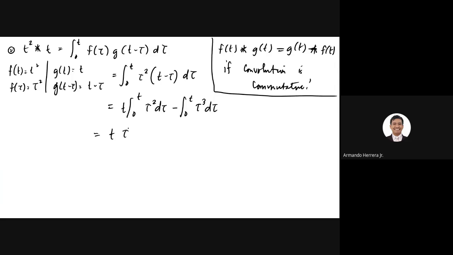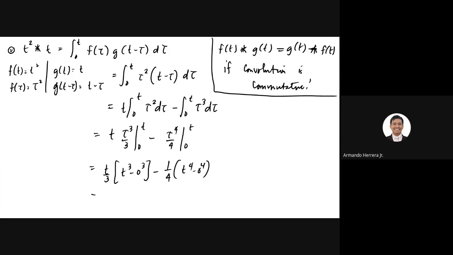So integrating, we have tau cubed over 3 from 0 to t, minus tau to the fourth over 4 from 0 to t. So this is t over 3 times t cubed minus 0 cubed, minus 1 over 4 times t to the 4 minus 0 to the 4. So that's 1 over 3 t to the fourth minus 1 over 4 t to the fourth. Again, by simplifying, the LCD is 12. 12 divided by 3 is 4 times 1 is 4. 12 divided by 4 is 3 times negative 1 is negative 3 t to the fourth. So this is also equal to 1 over 12 t to the fourth.